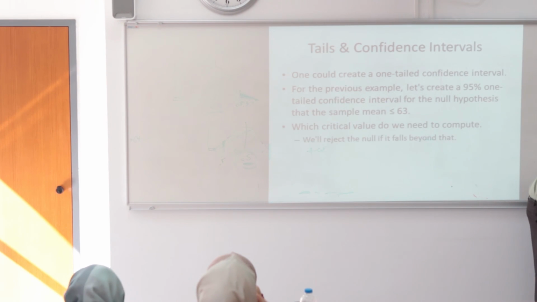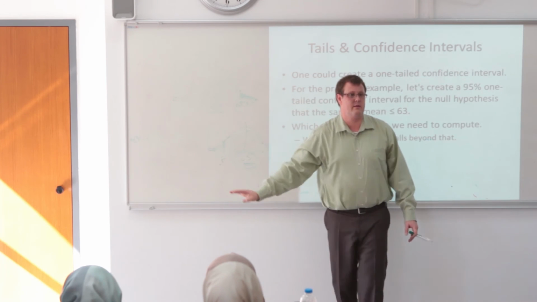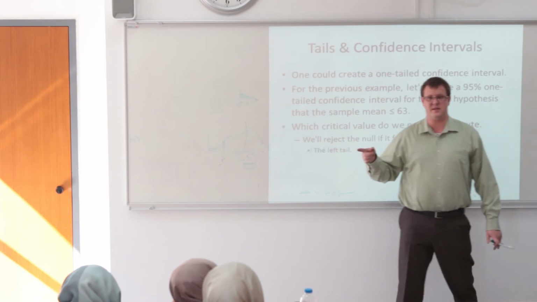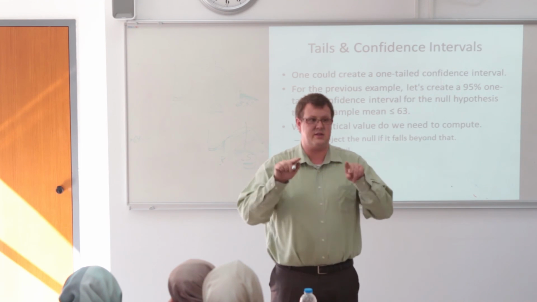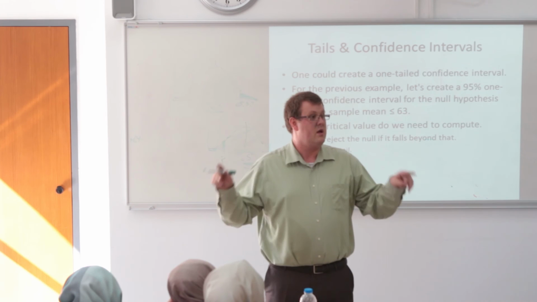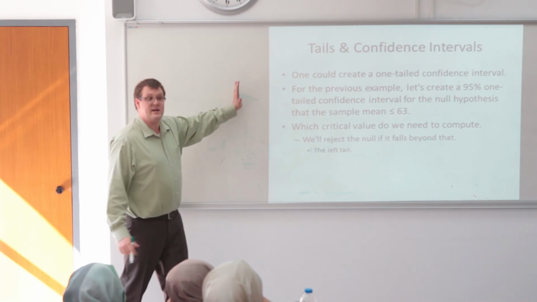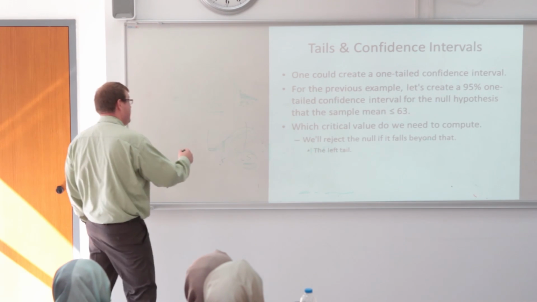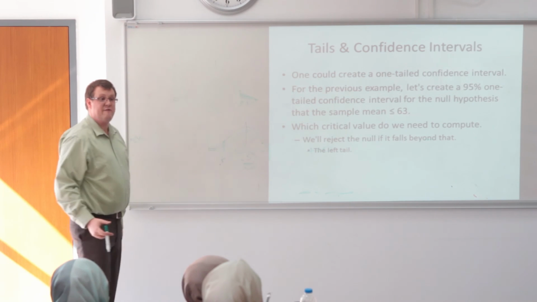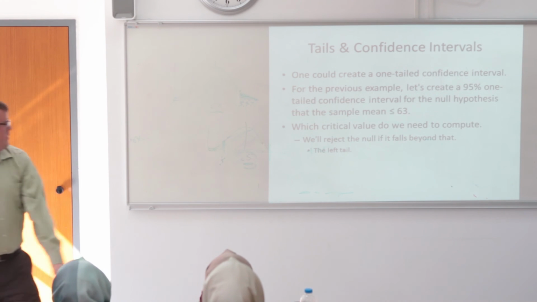So which critical value do we need to compute? We need to calculate the left tail. The left tail. So for the null hypothesis, when we're hypothesis testing using these critical values calculated from the null hypothesis, we would have been looking for the right tail value. But here, when we are testing the hypothesis off of the confidence interval, we're going to use the opposite tail.